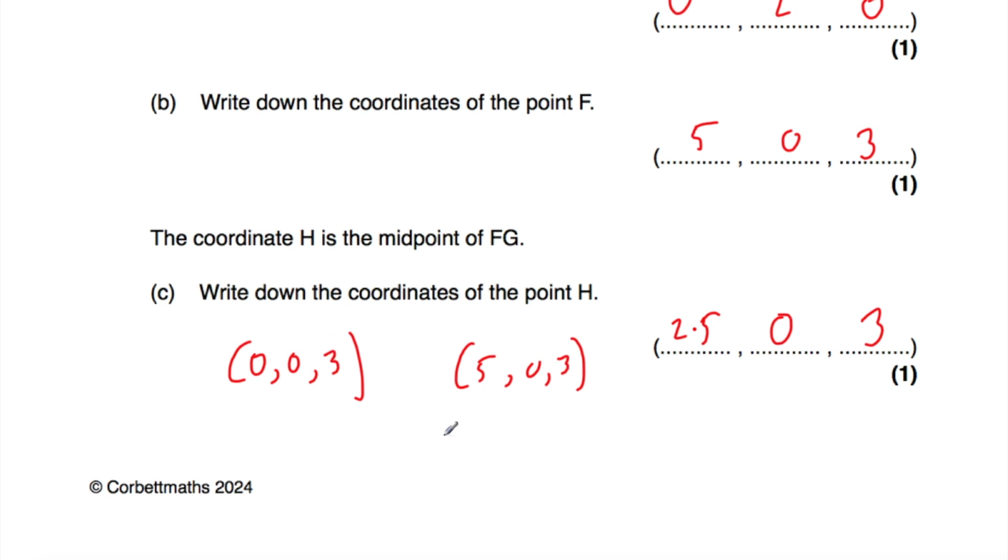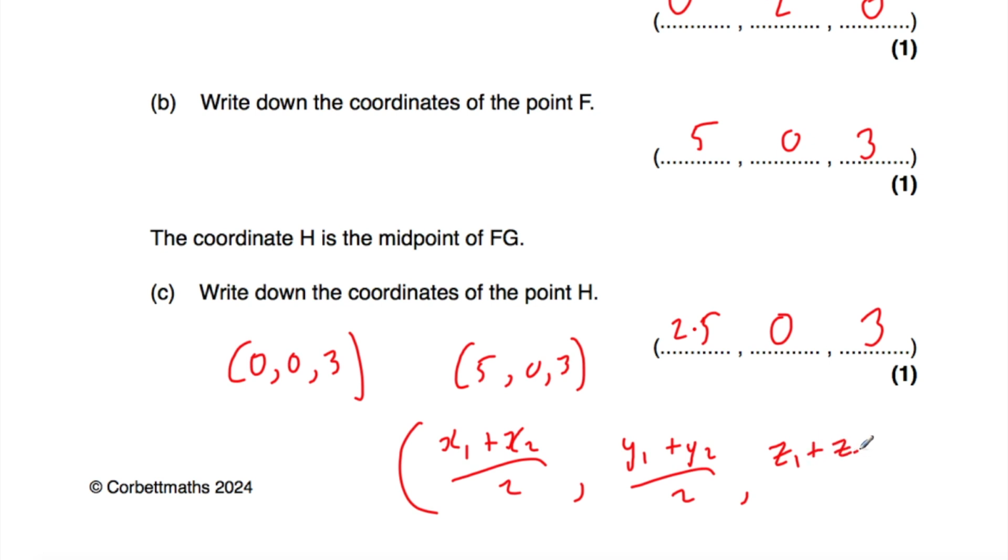Or another way is you can learn the formula. So the formula for it would be (x1 plus x2) divided by 2, comma, (y1 plus y2) divided by 2, comma, (z1 plus z2) divided by 2, close brackets. And that's just the same as just saying add together the x coordinates and divide by 2. So that's what we've done to get our 2.5. Add together the y coordinates and divide by 2. And add together the z coordinates and divide by 2. And that's what we've done.